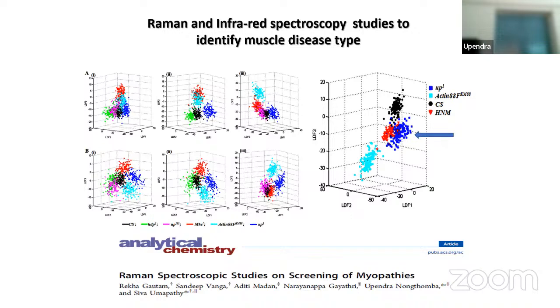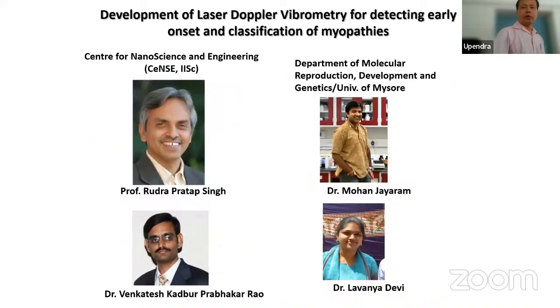And the good thing about the collaboration is that Umapati's student, Rekha, never knew that we had given her human muscle as a sample to do the Raman, right? So it was a kind of blind experiment. And when she came up with all this data, we could figure it out. So Raman and IR can be used easily with a needle biopsy to figure out which kind of myopathy the individual is suffering from.